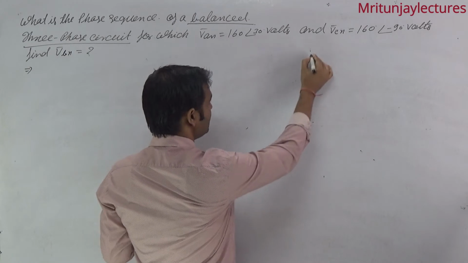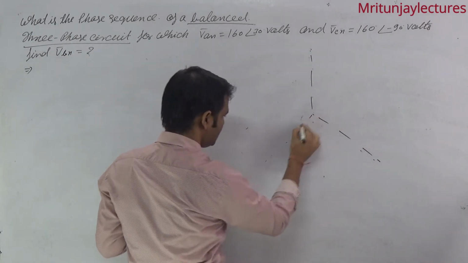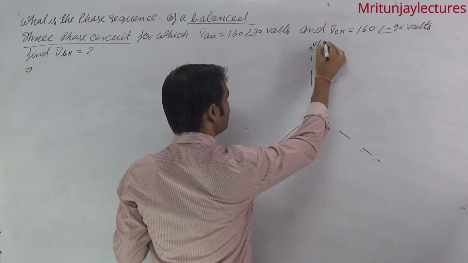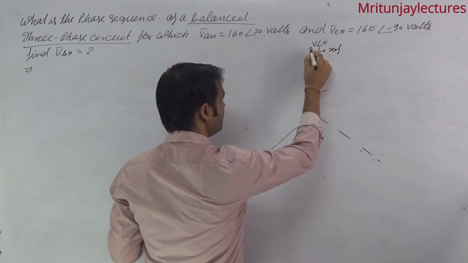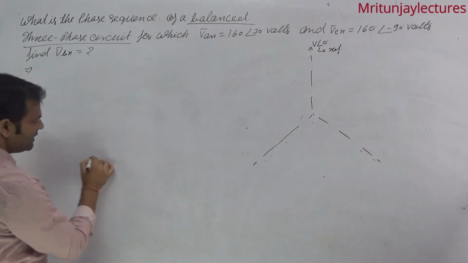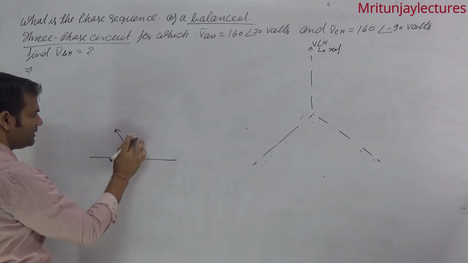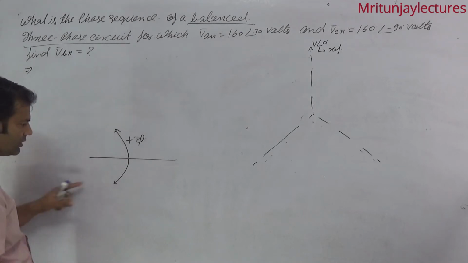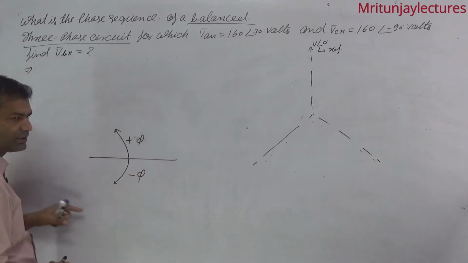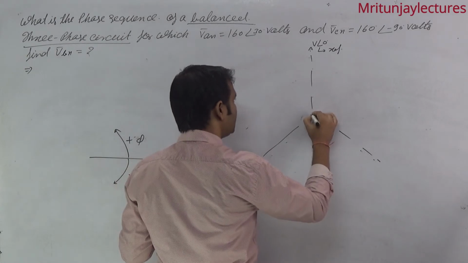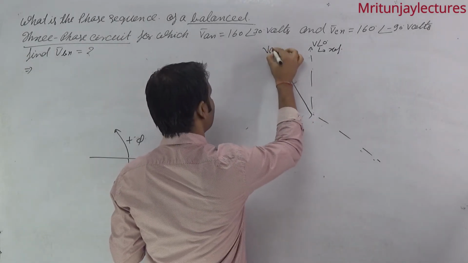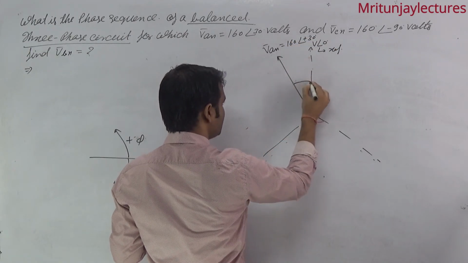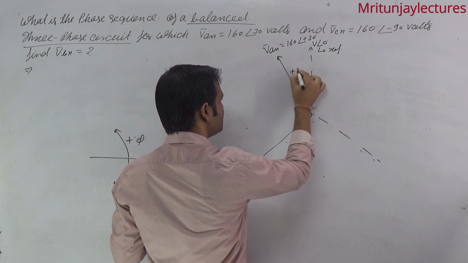VAN like this one. First of all, make VAN the reference. Reference means we start here and go to a positive angle; if the direction is clockwise, that is negative. Okay, that represents V of AN. This is equal to 160 at the angle plus 30 degrees. It means if this angle goes in this direction, it is plus 30.